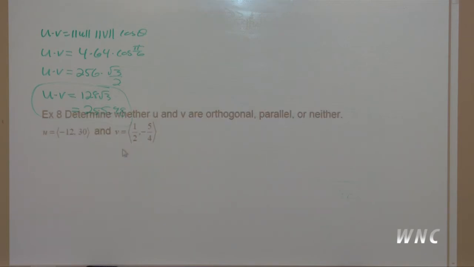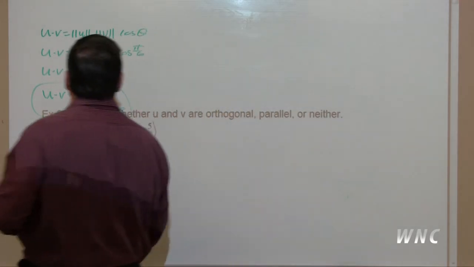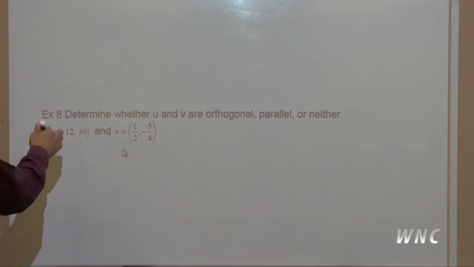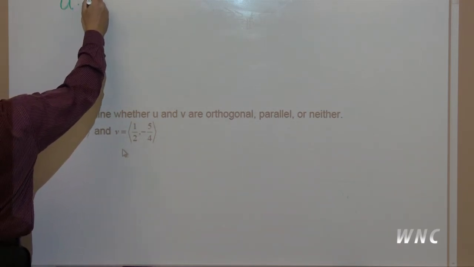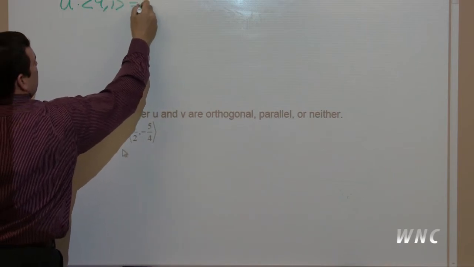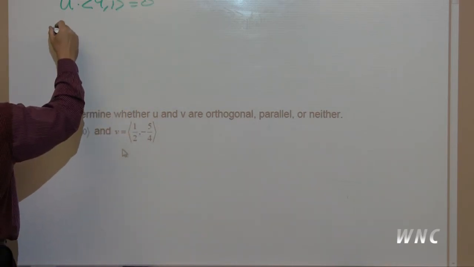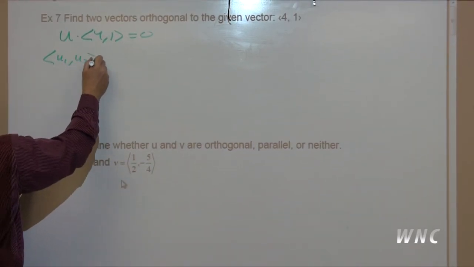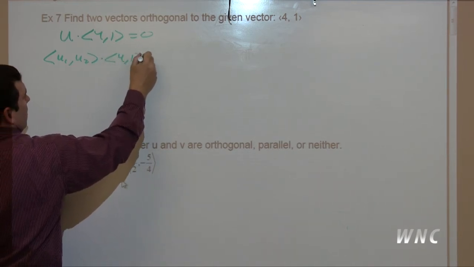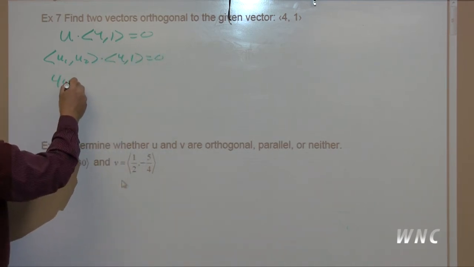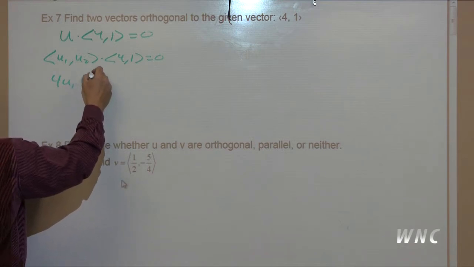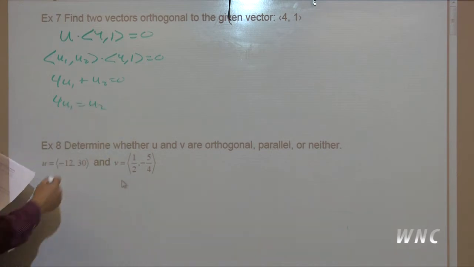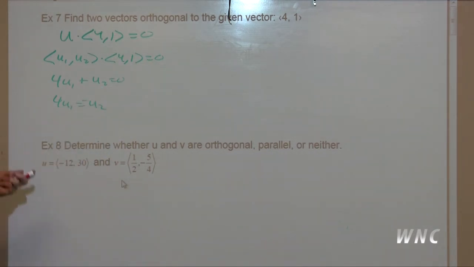So for example 7, we're told to find two vectors orthogonal to the given vector. So let's say u dot 4, 1 must be 0. So u would be made up of u1 and u2. So 4 times u1 plus 1 times u2 equals 0. So 4 times u1 equals negative u2. So you have choices. You can be creative.